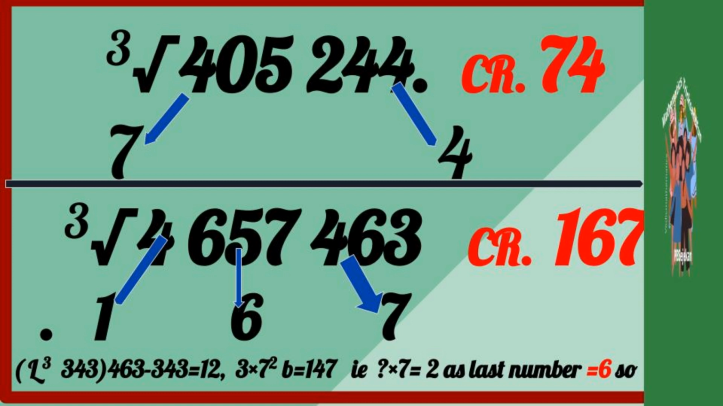The question, 4657463, can be grouped into 3 groups. The first group has 1 digit only and then 3 digits each. The cube of a digit which is lesser than 4 is 1. So the first digit is 1 and the last group ends in 3. So the digit whose cube ends in 3 is 7. So cube of 7 is 343.